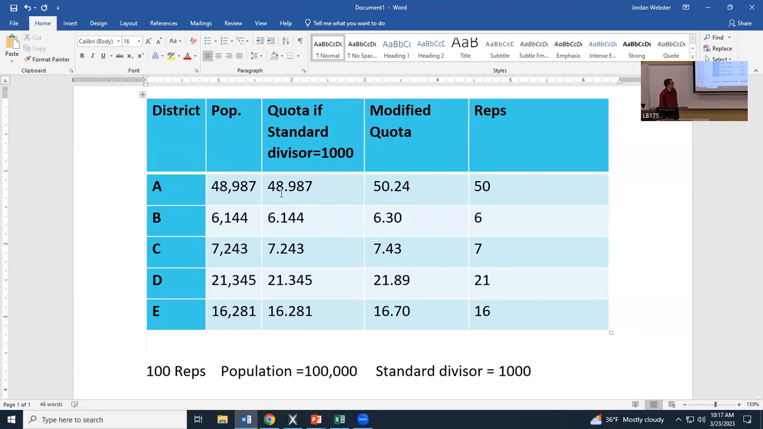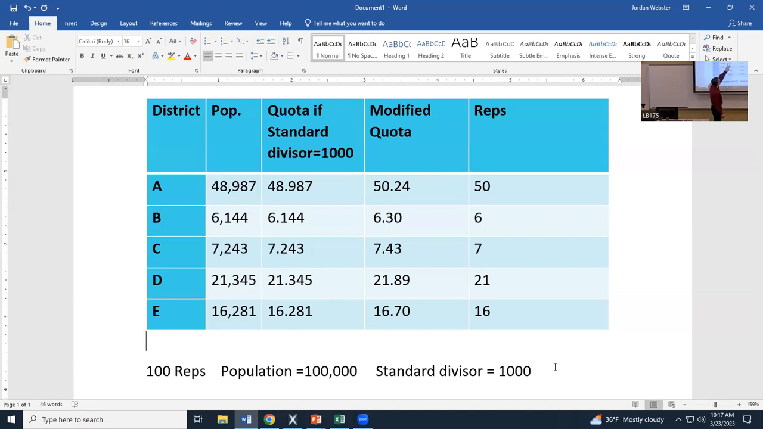In other words, if you look at A, they have over 48,000, but under 49,000 people. If each representative should represent about 1,000 people, that means A should have received either 48 or 49 representatives. That makes sense?